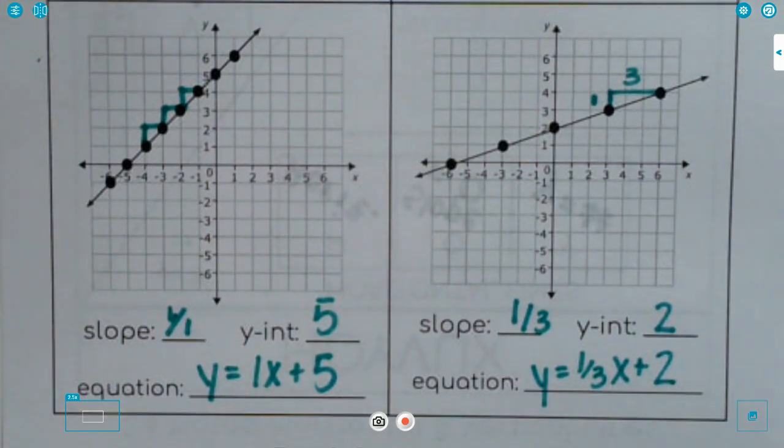I think I might have accidentally copied and pasted those directly off of another note sheet and not realized I was using both of them.